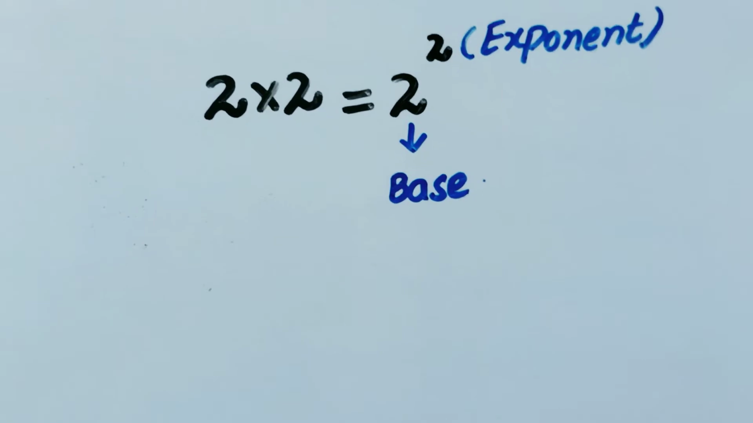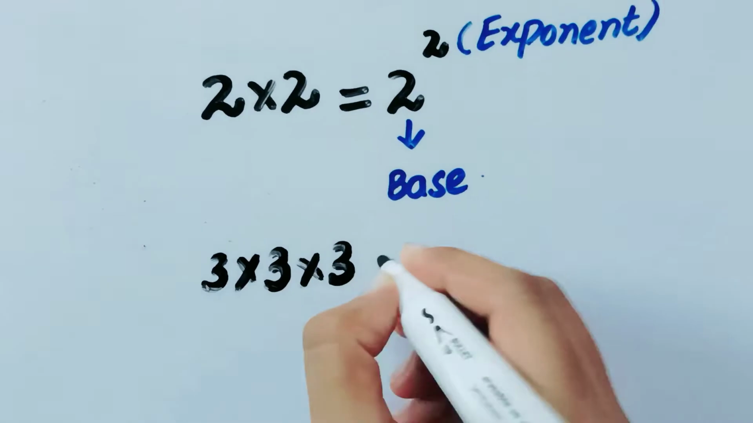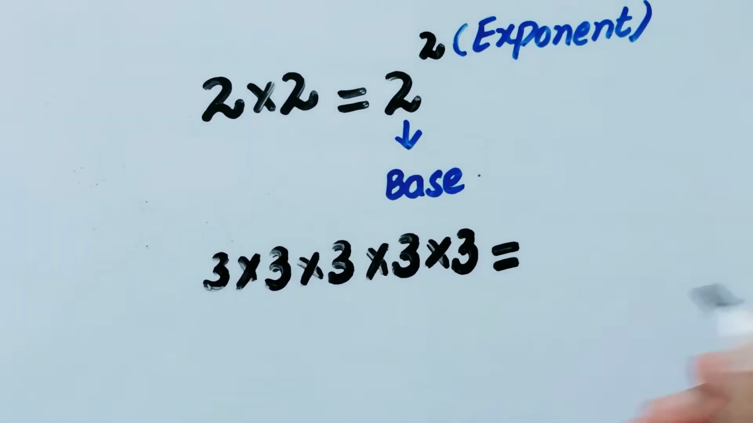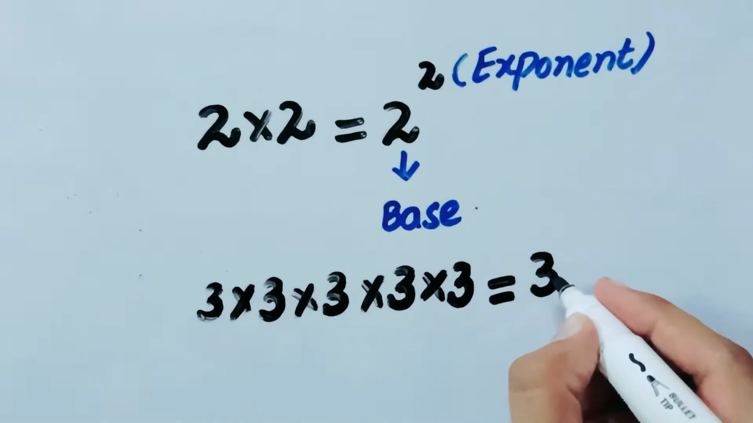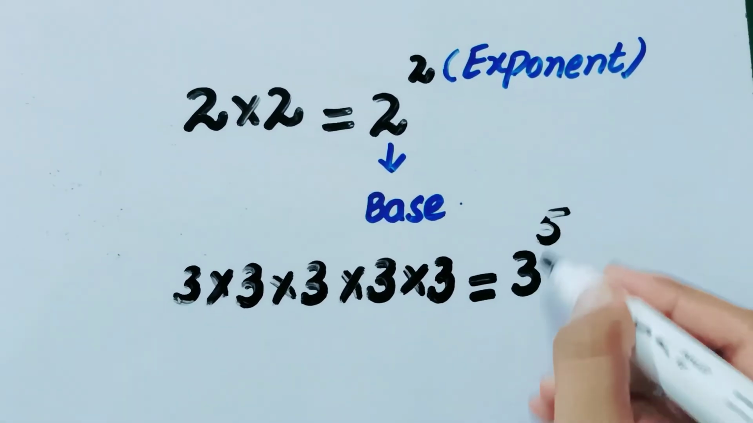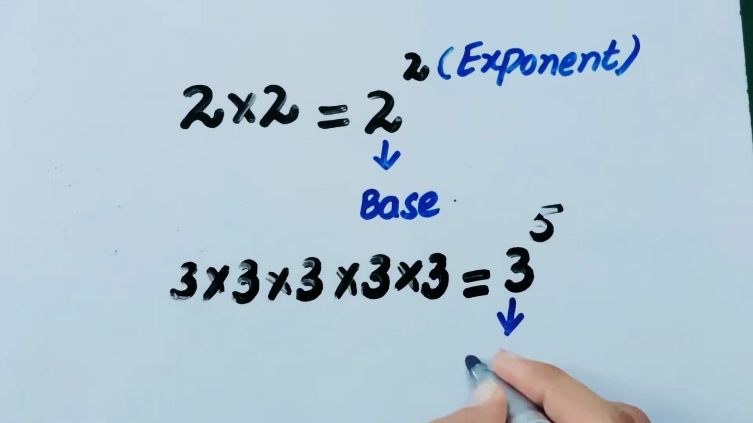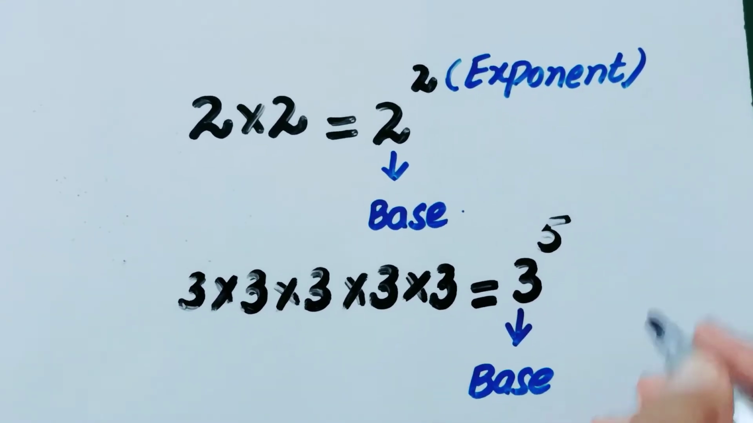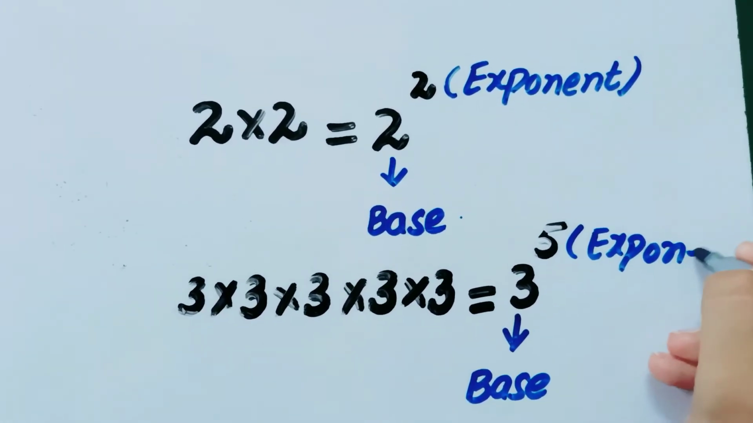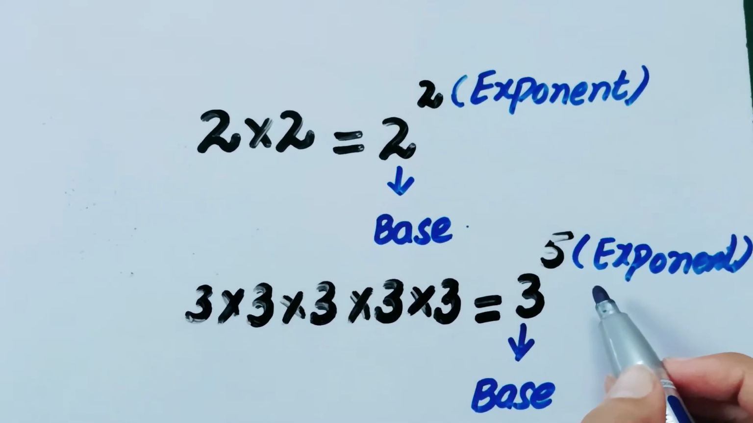So for example, if we multiply 3 by 3, 3 times, 4 times, it will be our choice. Then we write it like this: 3 raised to power 5. In this one expression, in this one term, 3 is our base and 5 is our exponent, and we can say 5 is the power or 5 is the index of 3.